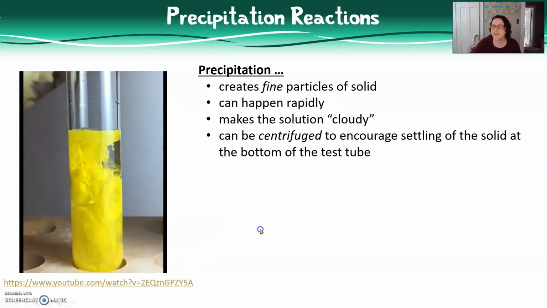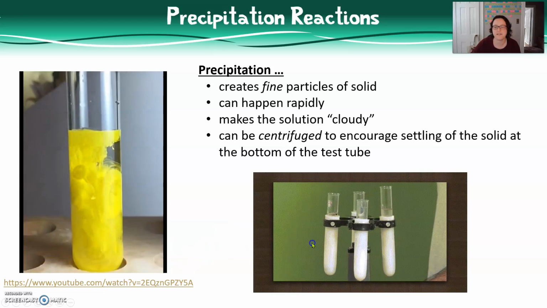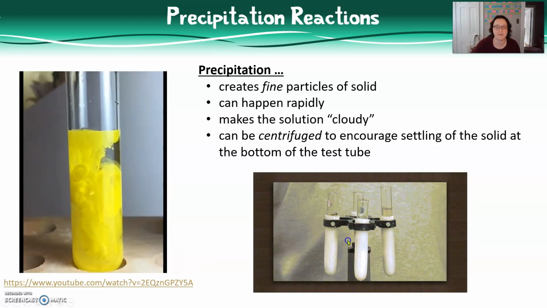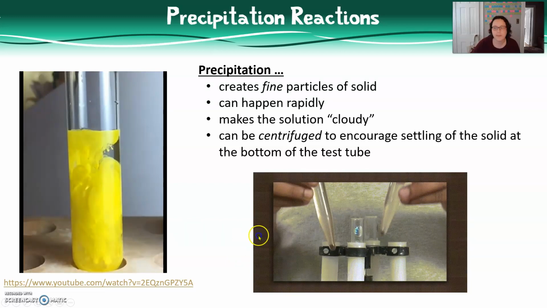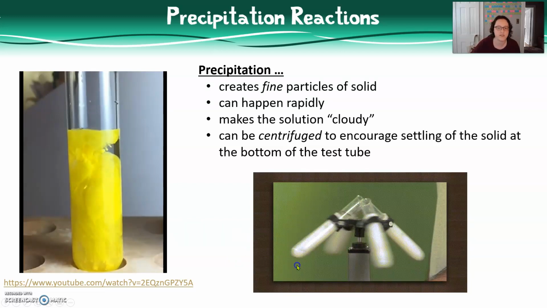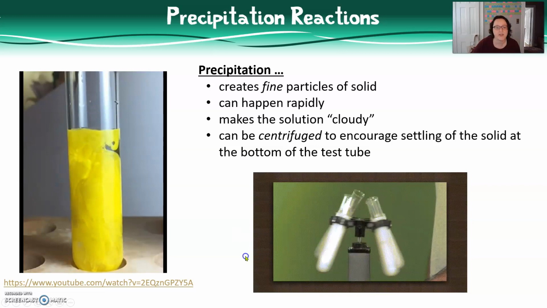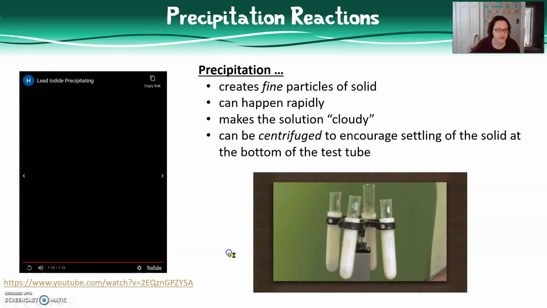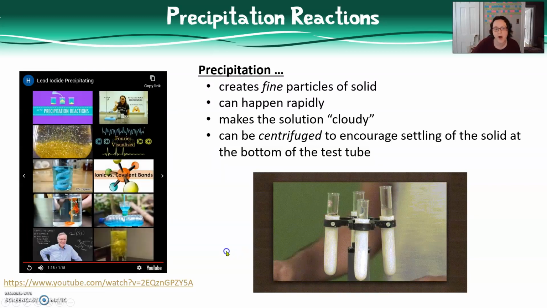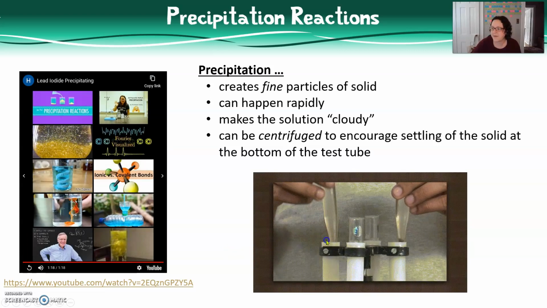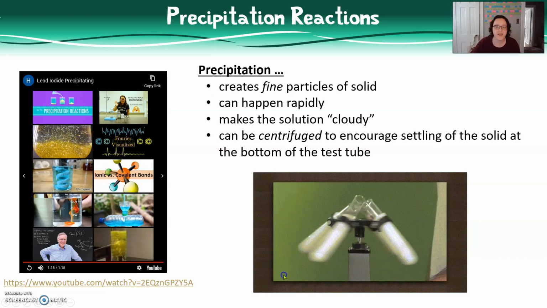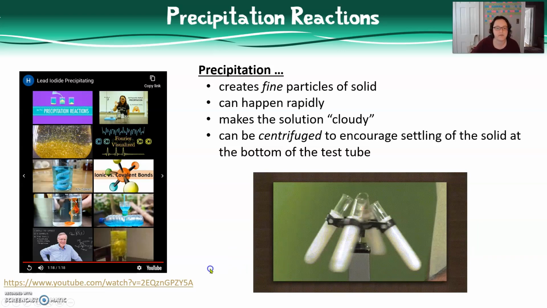In fact, test tubes containing precipitates are often centrifuged or spun around, a process which utilizes centrifugal force to rapidly settle the small precipitate crystals at the bottom of the test tube, so that the supernatant solution containing any remaining soluble ions can be poured off, and that precipitate solid at the bottom of the test tube can be washed and collected separately from the solution.